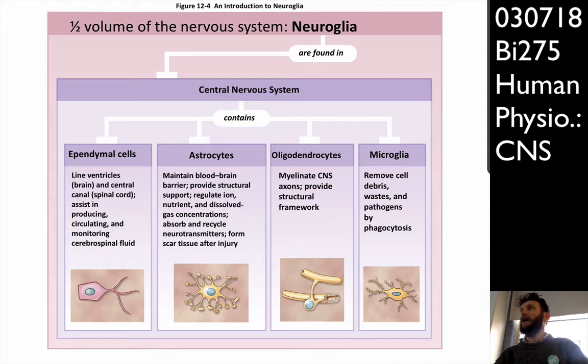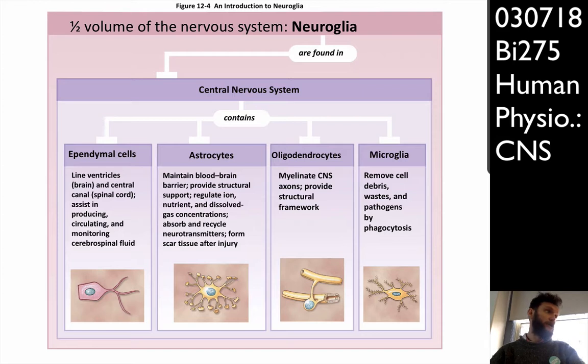So the ependymal cells are a type of cell that lines the ventricles of the brain and the central canal of the spinal cord. We'll find out what those mean, but essentially the ventricles, Gesundheit. The ventricles and the central canal are what you could consider to be the holes in your head.